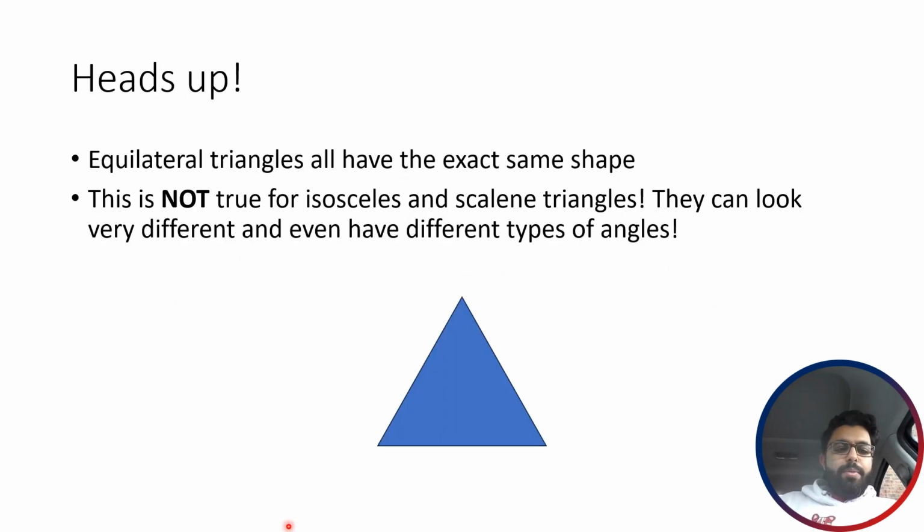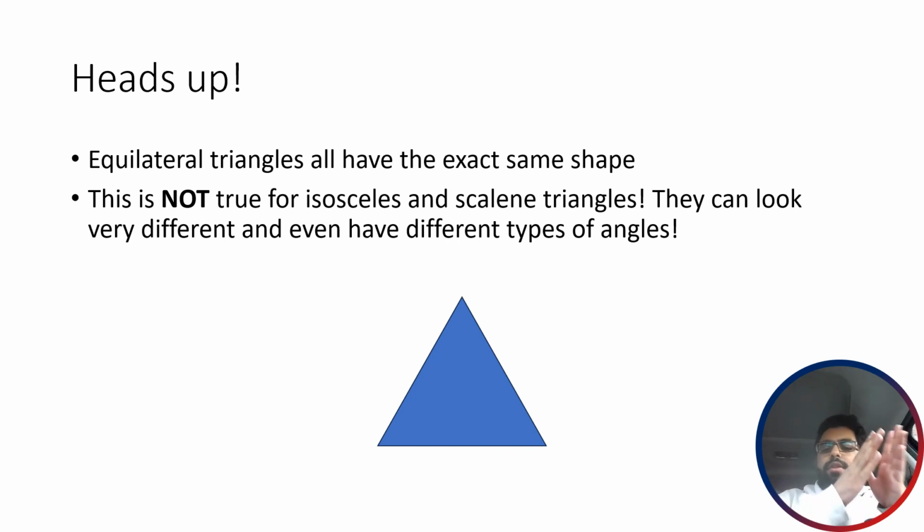Now, a bit of a heads up is that equilateral triangles all have the exact same shape. So they always look exactly like the blue triangle that's on the screen. They might be bigger, they might be smaller, they might be turned a little bit to their side, but they're always the exact same shape. If you could just turn them and then make them bigger or smaller, you would get that they're all exactly the same shape as each other. But this is not necessarily the case for the other two types.